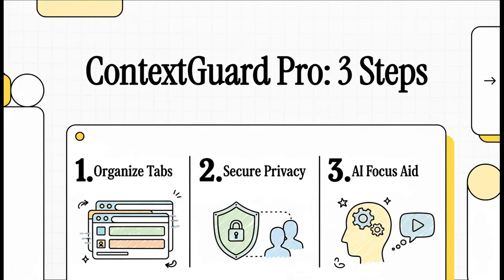Let's be honest. Have you ever looked at your browser and just sighed? You've got this wall of tabs staring back at you. Work stuff, shopping, that weird Wikipedia article, all mashed together. It's a mess. Well, today we're going to look at a guide that shows us a way out of that digital chaos. We're going to break down how you can actually master your browser in 3 pretty simple steps, all based on the manual for a tool called ContextGuard Pro.